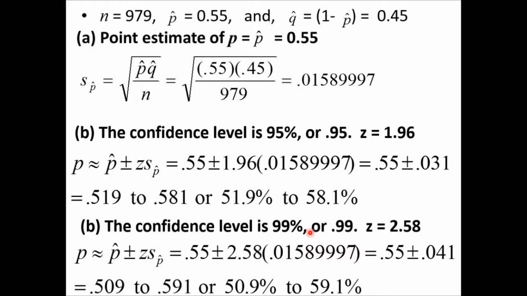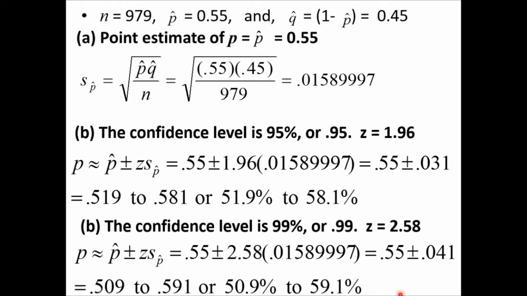And as you can see, when we are more confident, when we have a higher level of confidence, the range of the interval estimate becomes wider. This is from 50.9 to 59.1, while at 95% it was 51.9 to 58.1, meaning at 95% we have a narrower estimate than at 99%.